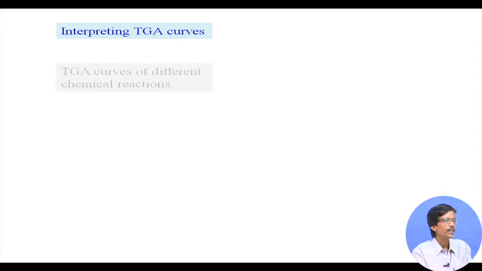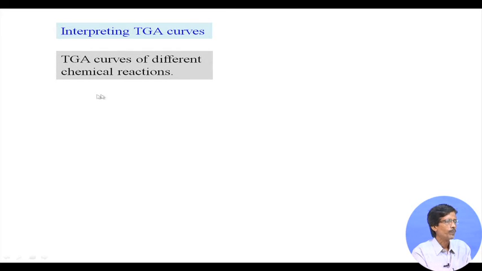Once we get the TGA curve, our challenge is how we can read that particular TGA curve and what data we can extract out. Or, in the reverse way, if we only have the data in our hand, how do we plot those data for a meaningful TG curve or the DTG curve.